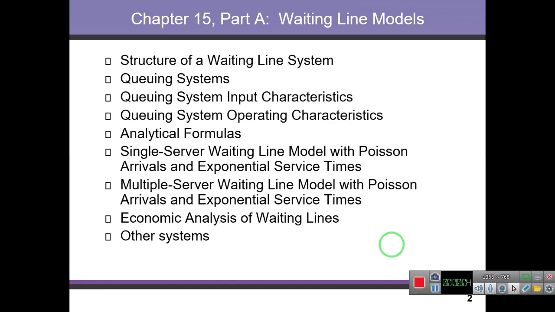Hi class. In chapter 15, we are going to look at waiting line systems, what we call queuing systems. These are situations where you have something, we're going to call it something for now, and then we'll define it, something that is arriving at a point, and at that point, these somethings get served, get processed, get checked out, and the process is completed and they leave and go on to the next thing.